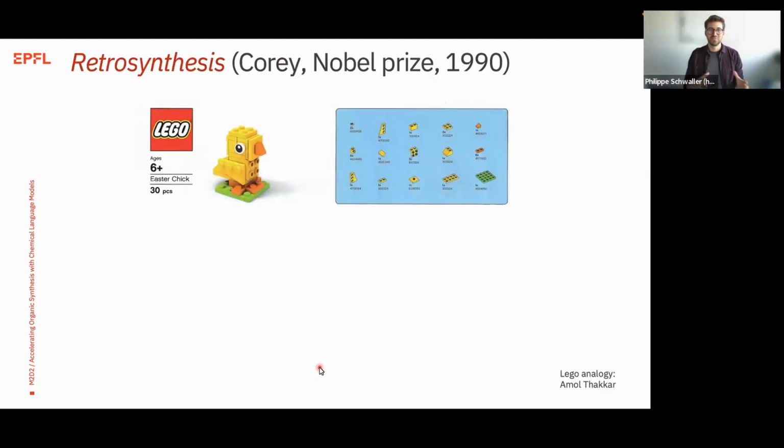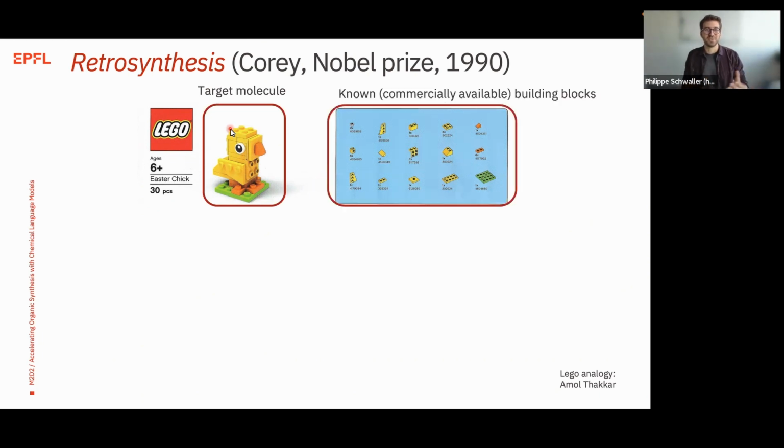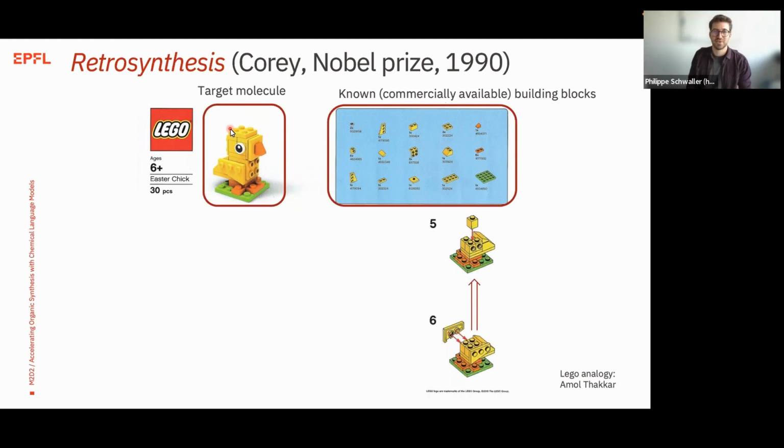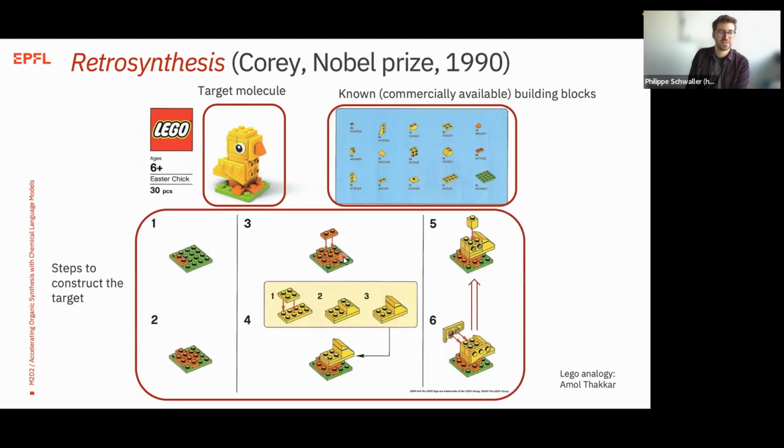Now we will move from reaction prediction to retrosynthesis. And what do I mean by retrosynthesis? It got E.J. Corey the Nobel Prize in 1990, and what you want to do in retrosynthesis is you have a target molecule that you would like to synthesize, and you want to decompose it into known commercially available building blocks. And you do this by going backwards from the target molecule stepwise until you reach those commercially available building blocks.